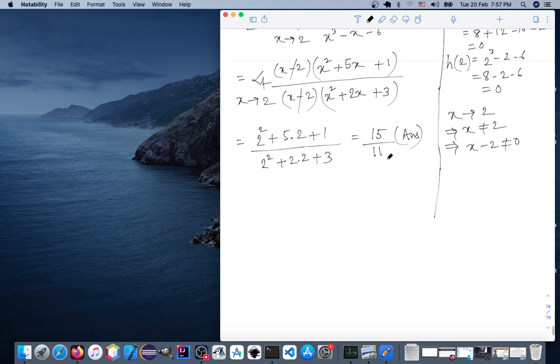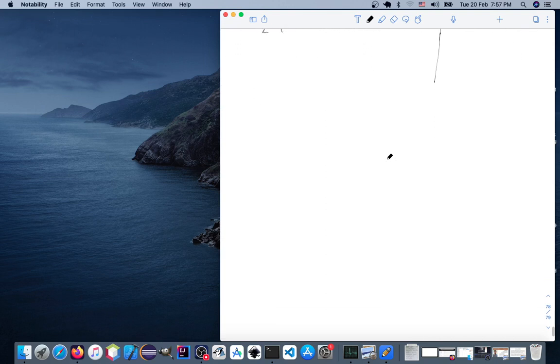That was question number 3. Let's do the next problem. Question number 4. We have limit x tending to root 3 of x to the power 4 minus 9 divided by x square plus 4 root 3 x minus 15.